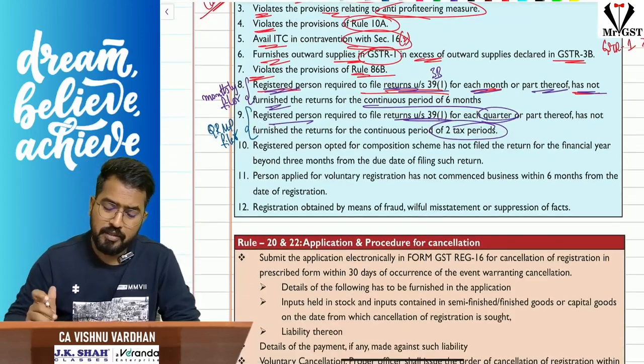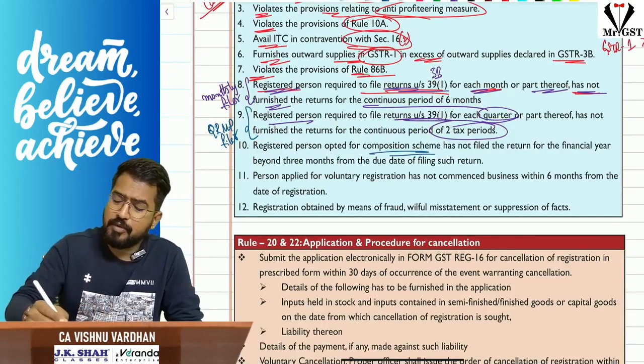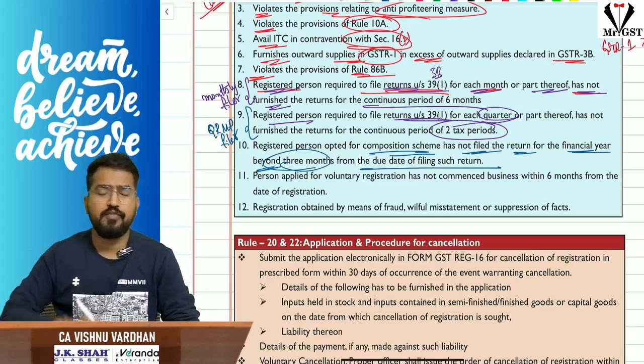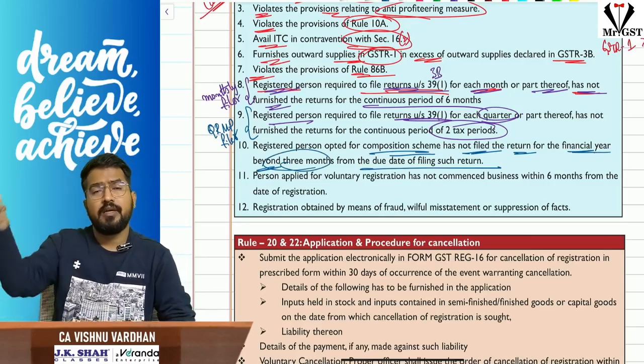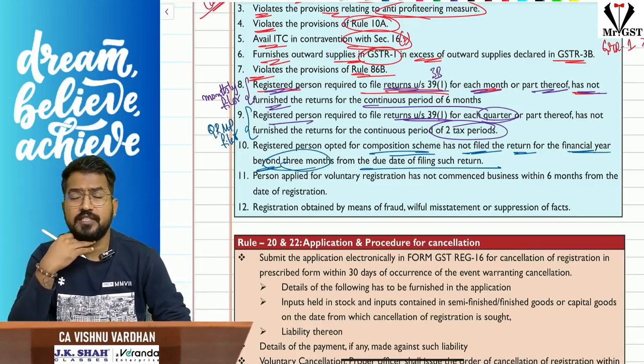Next, you are under the composition scheme. But you have not filed the return for the financial year beyond 3 months from the due date of filing such return. Your due date is over. What is the due date for filing GSTR 4? Composition dealer, GSTR 4 due date.